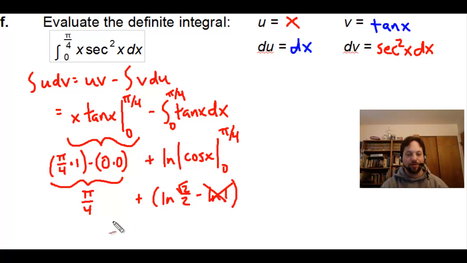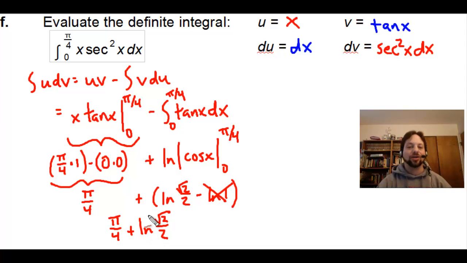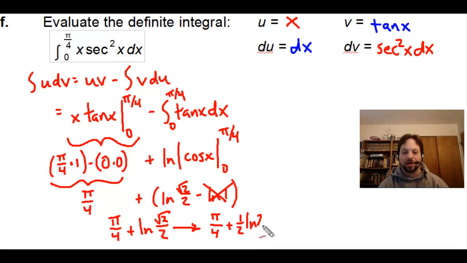What do I end up with for my final answer? Pi over 4 plus the natural log of square root of 2 over 2. Now, I know some of you like to simplify things, break down your logarithms and all that good stuff. If you're one of those people, then it is foreseeable that you would end up with something along these lines.